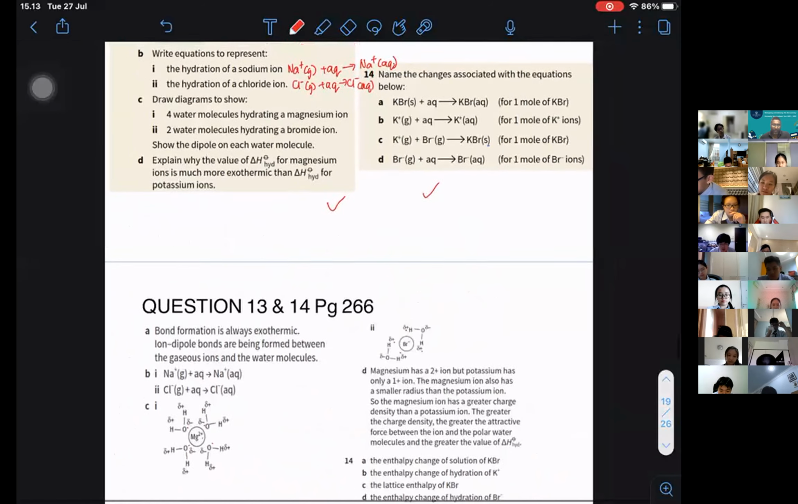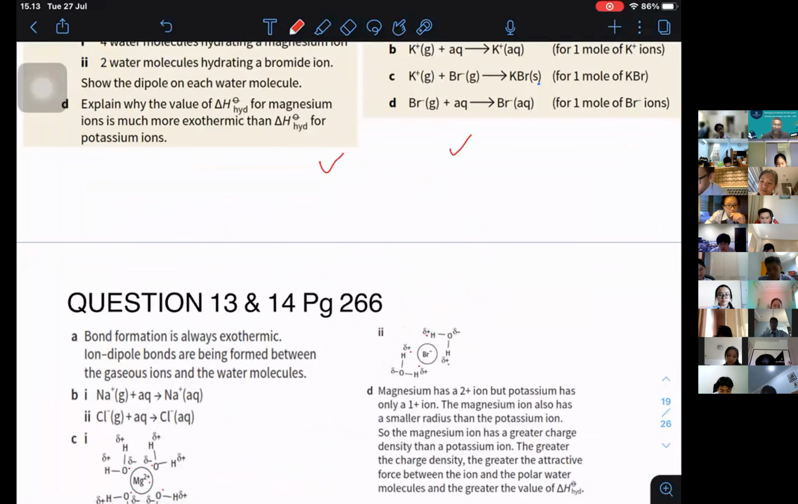Now explain why the enthalpy change of hydration of magnesium ion is more exothermic than hydration of potassium ion. So magnesium is 2+, potassium is K+. Why is magnesium 2+ more exothermic? You have to refer to charge density. Mg has 2+, which means more charge, so the charge density is more.